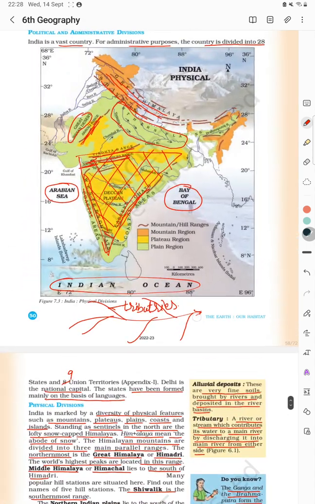Let me show you in the map. This is river Ganga, this is river Ganga, and this is Brahmaputra. So this is Sundarban Delta, and from this point these rivers enter into the sea, so this is called the mouth of the river.